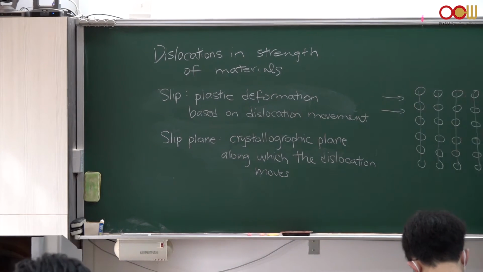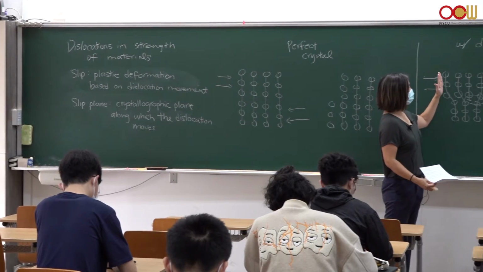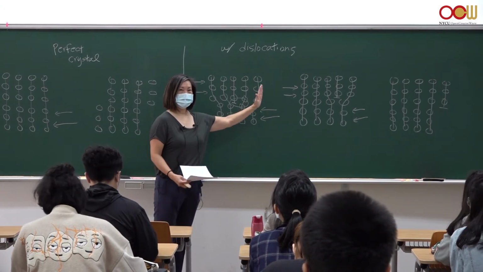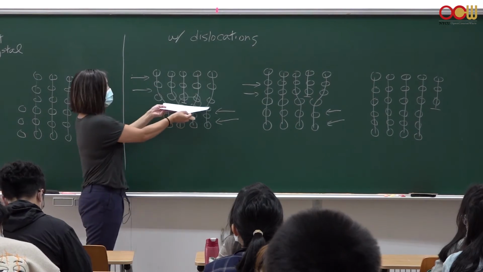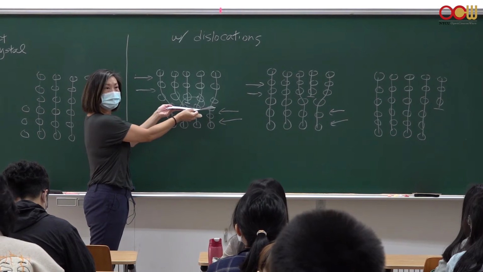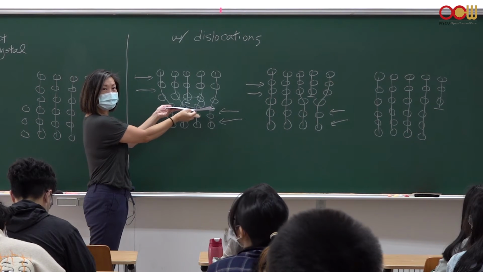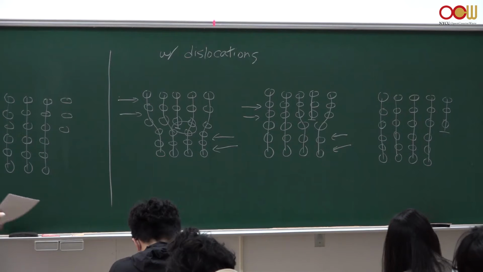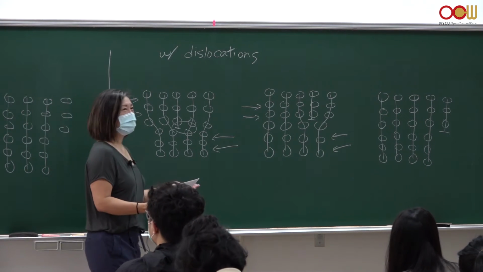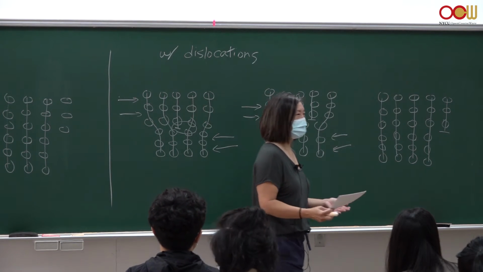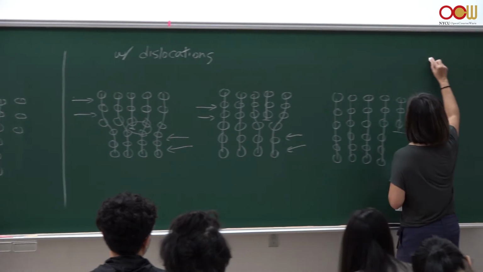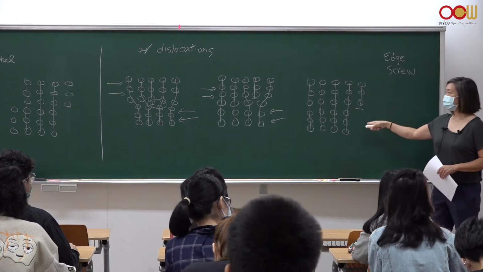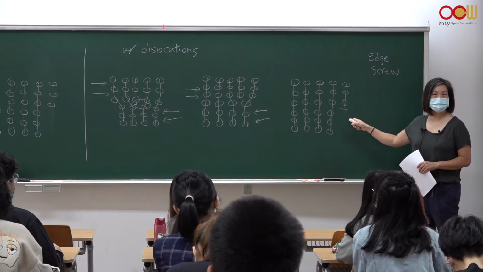So in this case, my dislocation is moving this way, right? It's moving in this direction. So this plane would be the direction in which my dislocation moves. So this would be my slip plane. And you may or may not remember there are two different kinds of dislocations. We talked about edge dislocations and screw dislocations. This is an edge dislocation.